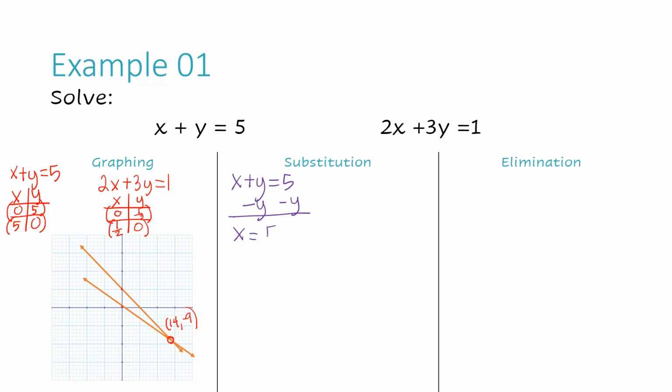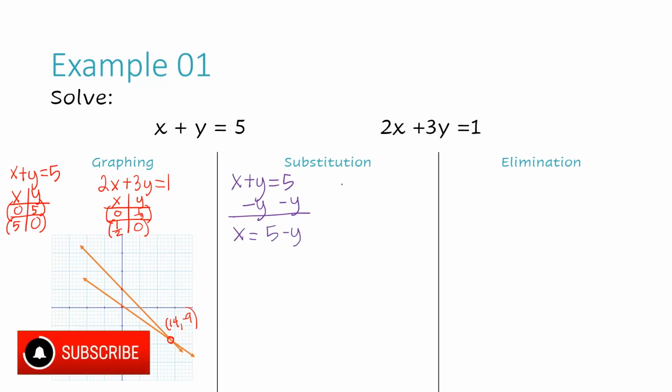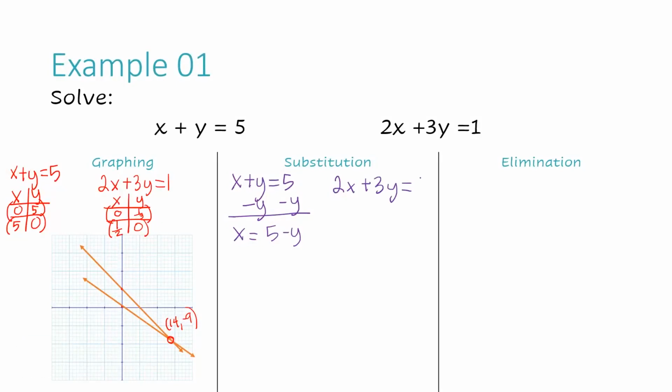X equals 5 minus y. Now I'm going to take the value that I got for x and plug it into the second equation. So I'm going to start by rewriting that equation. 2x plus 3y equals 1.